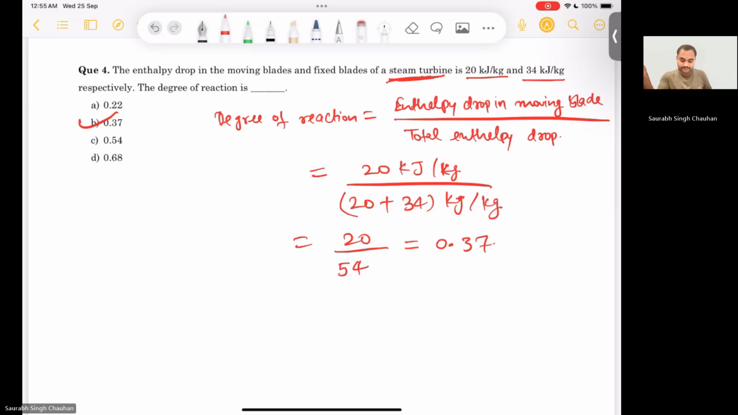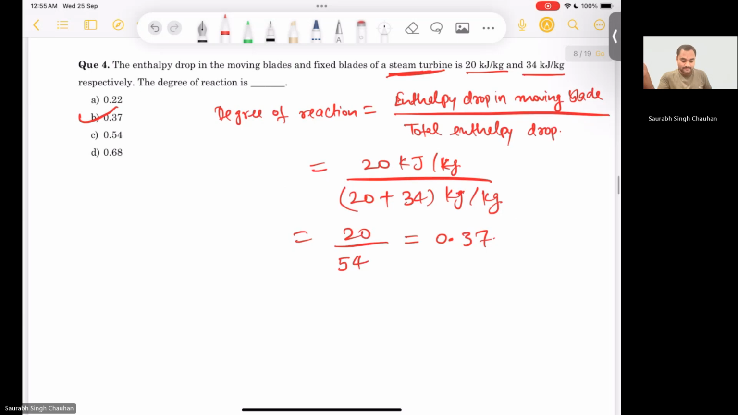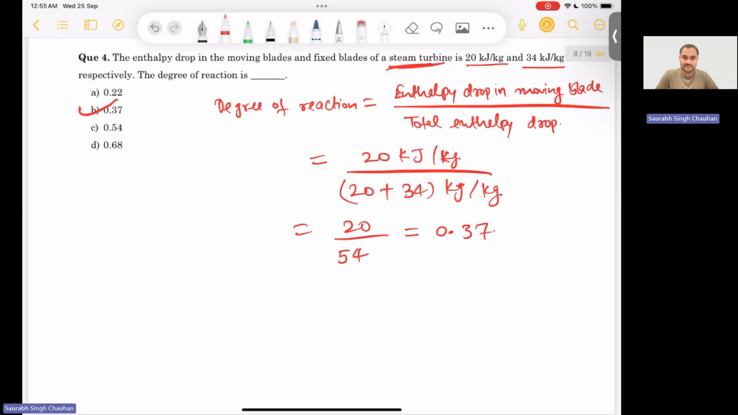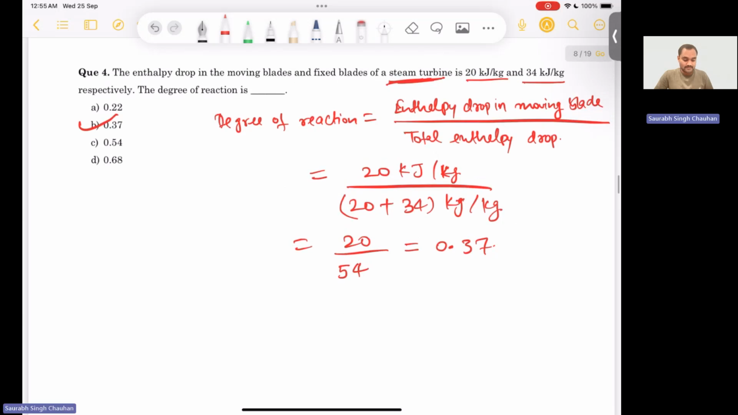So this was a question from steam turbine, but I hope that you were able to solve this question. Just a definition based question, definition of degree of reaction. So if it is clear, then we will move forward to question number 5.